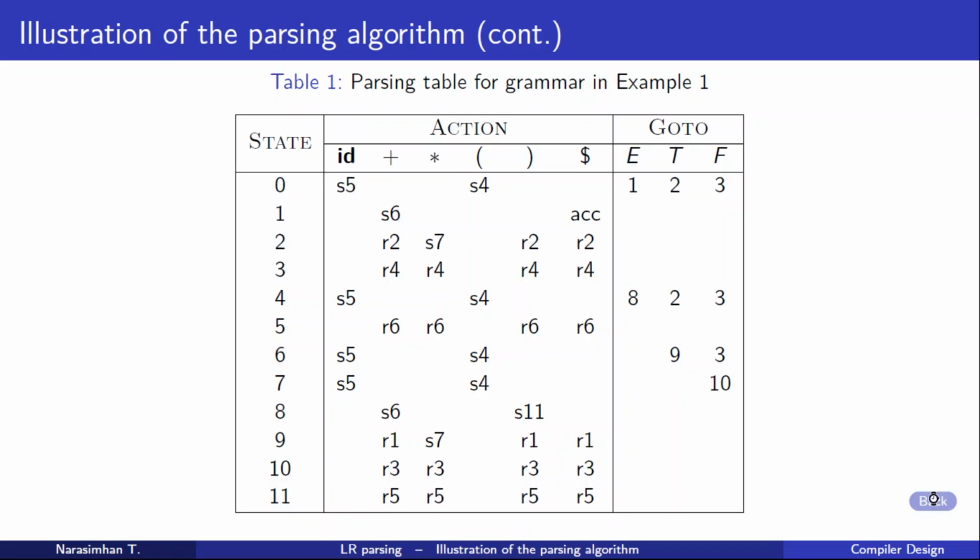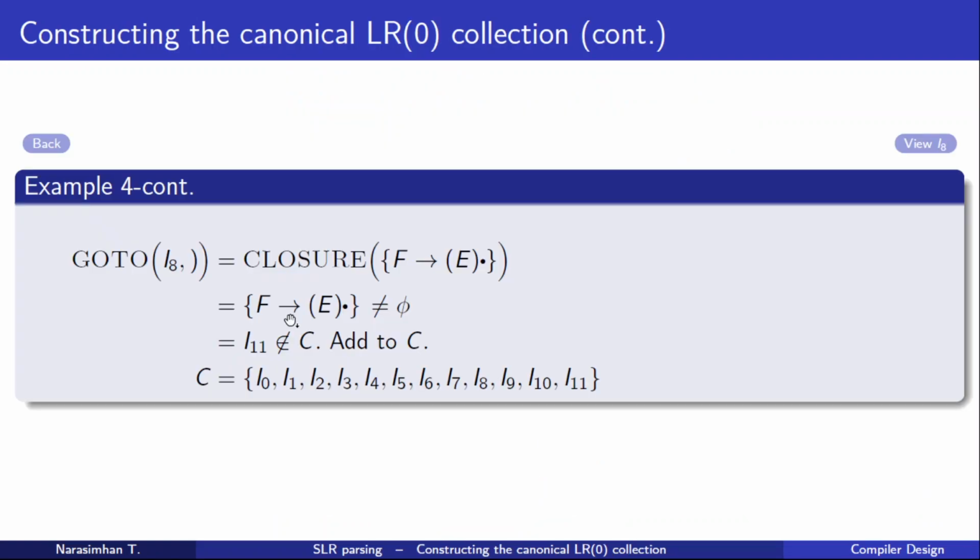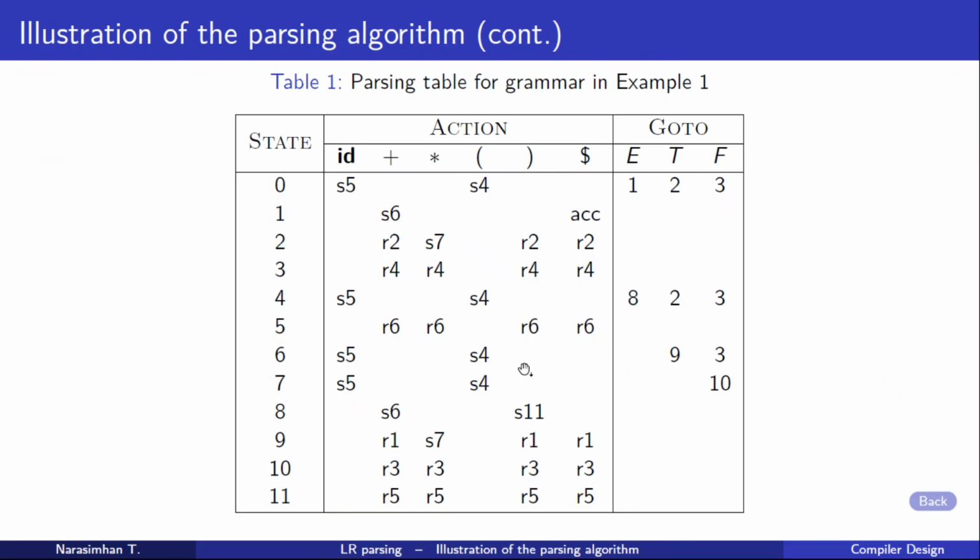Now last, you take the item set I11. It is again a reduce item. So you find the production number for F gives parenthesis E parenthesis. It is given the number 5, so you should be writing R5. So for state 11 in those columns you write R5, R5, R5, R5, R5. Okay, so in this way you have finished creating entries for the action part.